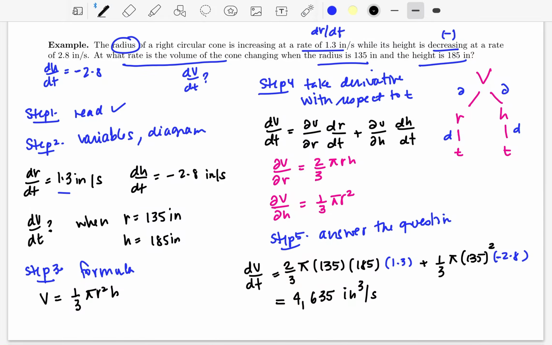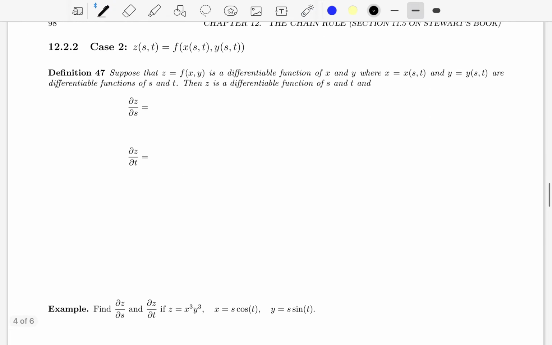Perfect. Now, imagine you have a function z that actually depends on two variables, and then those two variables depend on two variables. So, long story short, this s and t are my independent variables, and x and y are my intermediate variables. So let's see, what do we have? We have z, and then z depends on x and y, but then x depends on s and t, and y depends on s and t, okay?